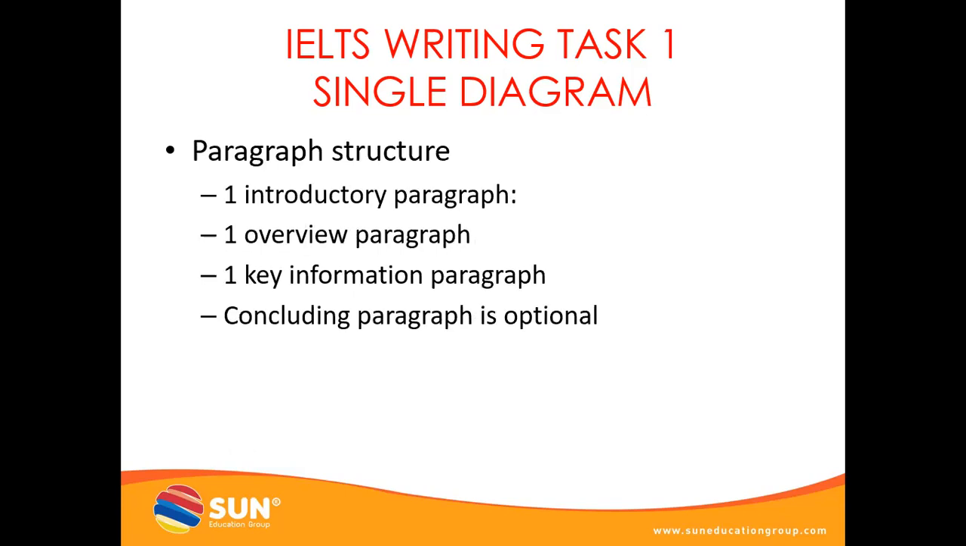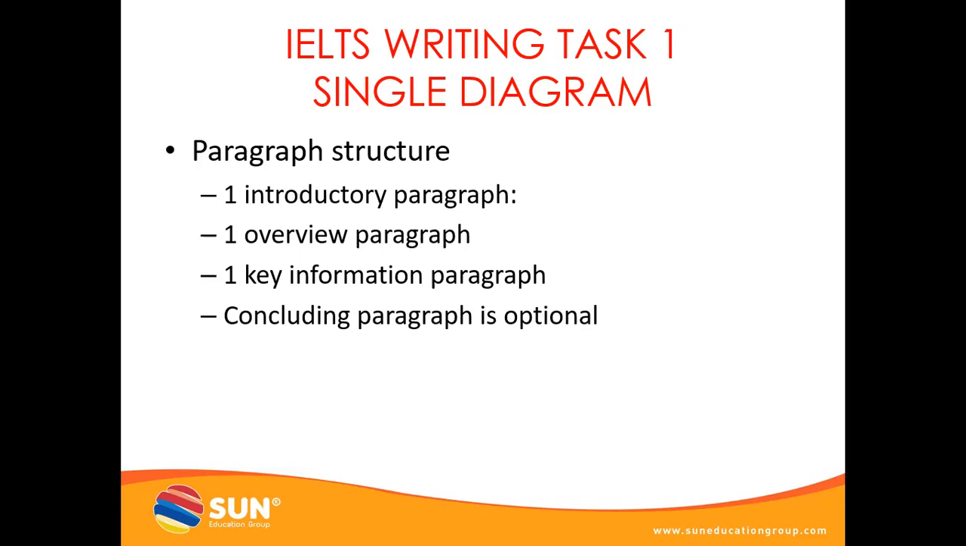Let's continue. The simple paragraph type in writing task 1 would be the paragraph that consists of 3 to 4 paragraphs. One paragraph consists of the introduction, one paragraph consists of the overview, and one paragraph consists of key information.